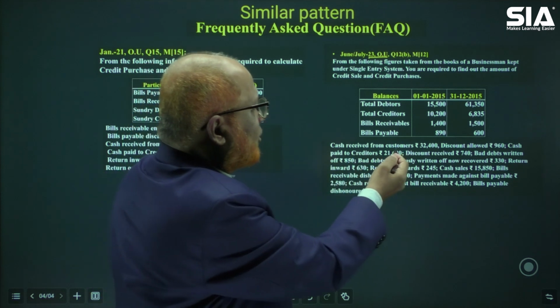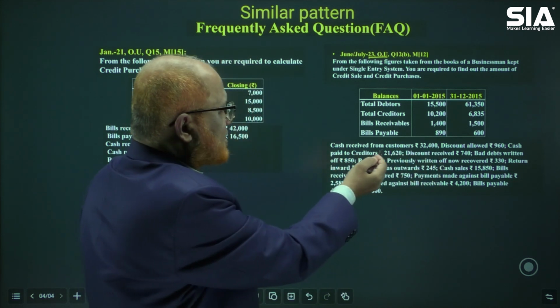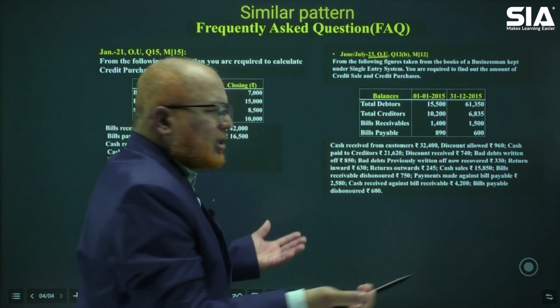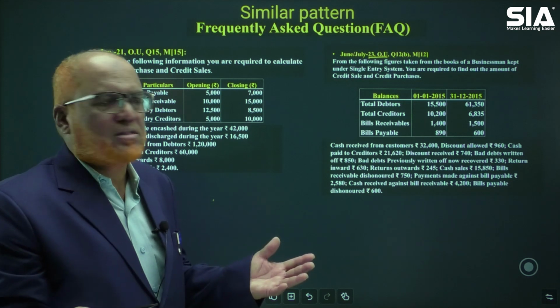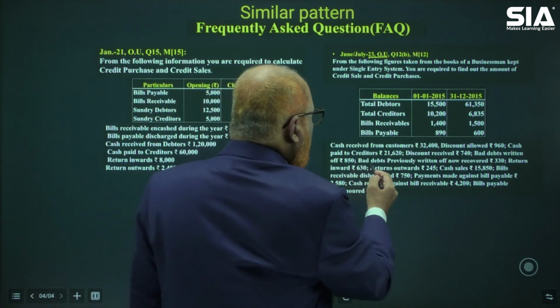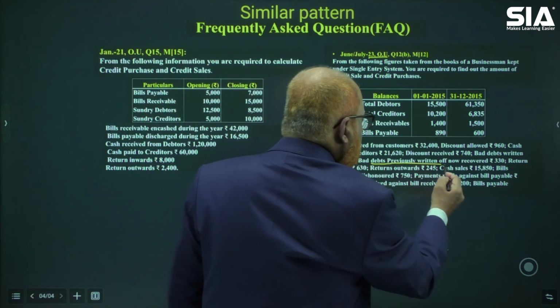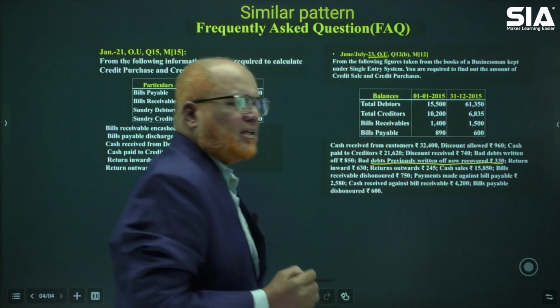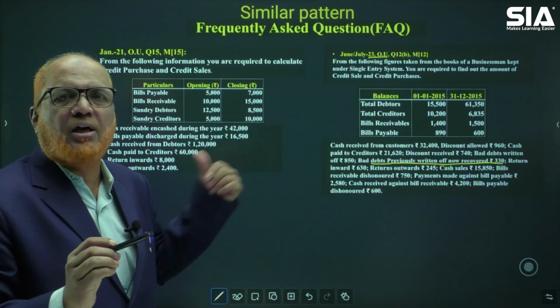Cash received, already we know. Discount allowed, we know. Cash paid to creditors, discount received, bad debts written off. All these are already discussed. But the new point here is bad debts previously written off, now recovered, 330. This item was not there in the earlier problems.